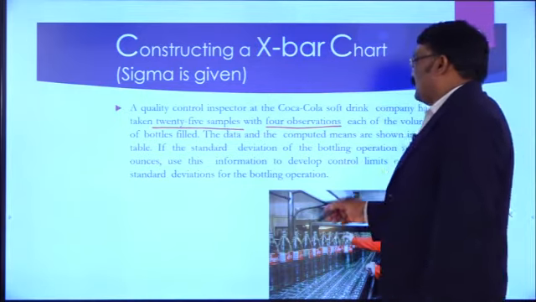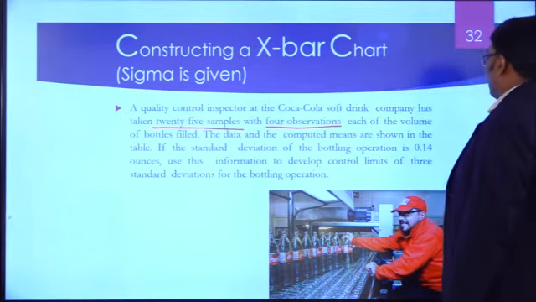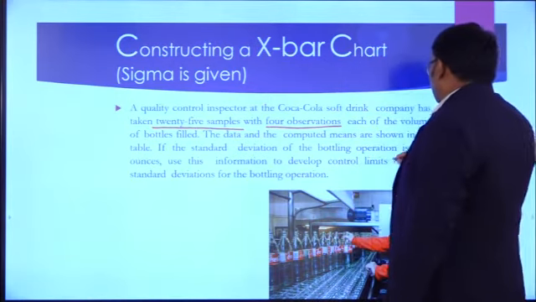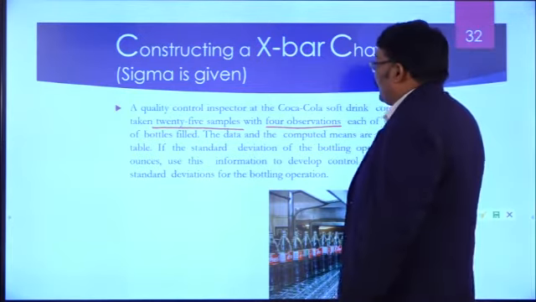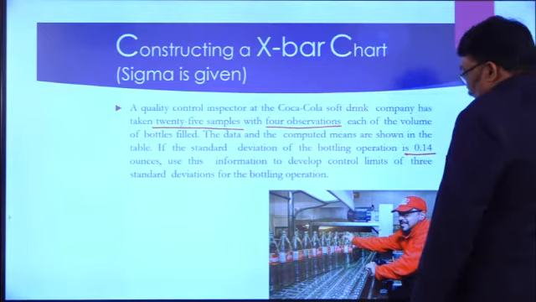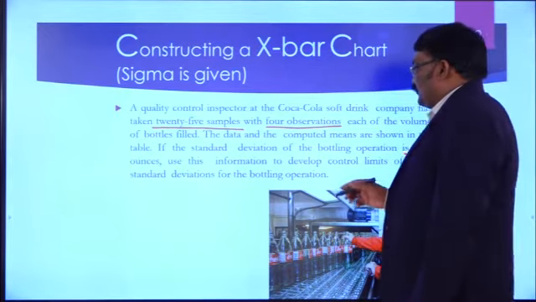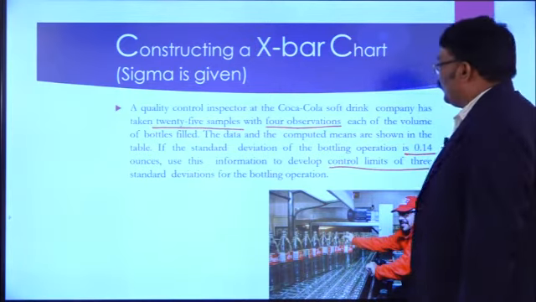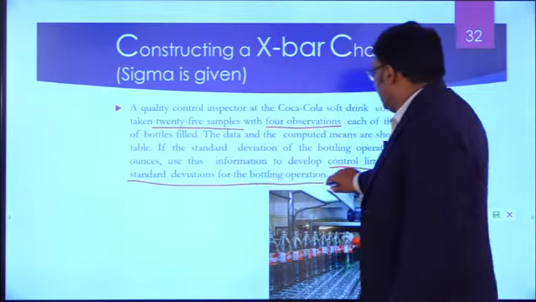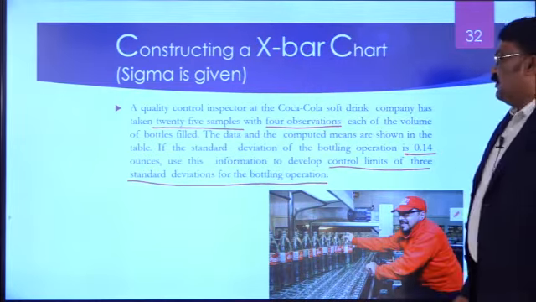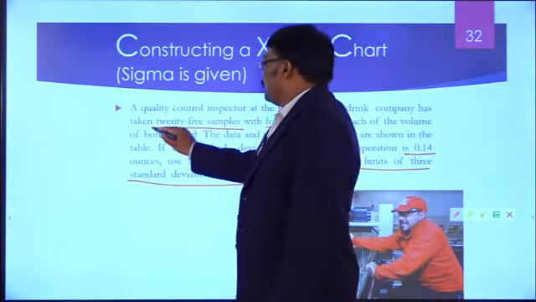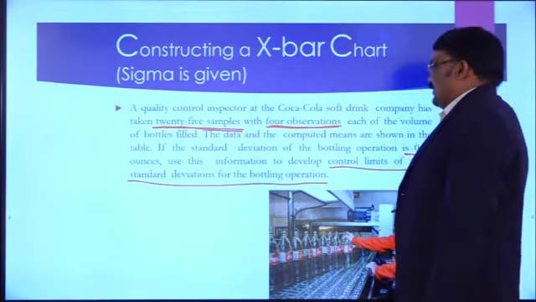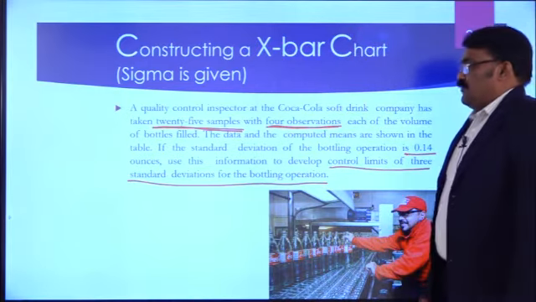Each of the volume of the bottles filled. The data and the computed means are shown in the table. If the standard deviation of the bottle operation is 0.14, then based upon this we are supposed to find out the control limits of the 3 standard deviations for bottling operations. So, what is given? Samples count, 25 samples. How many observations? 4 observations in each and every sample.